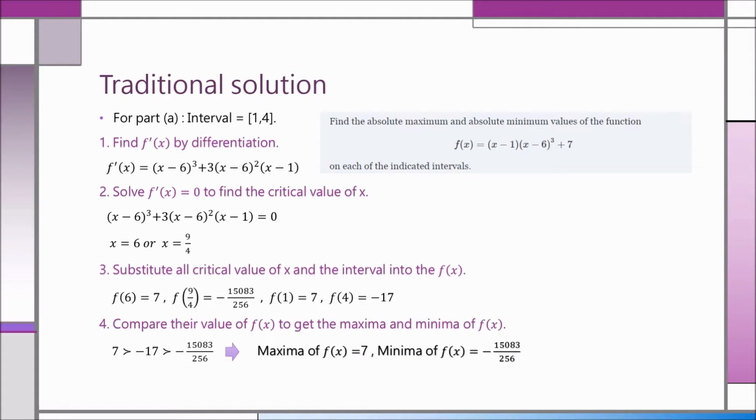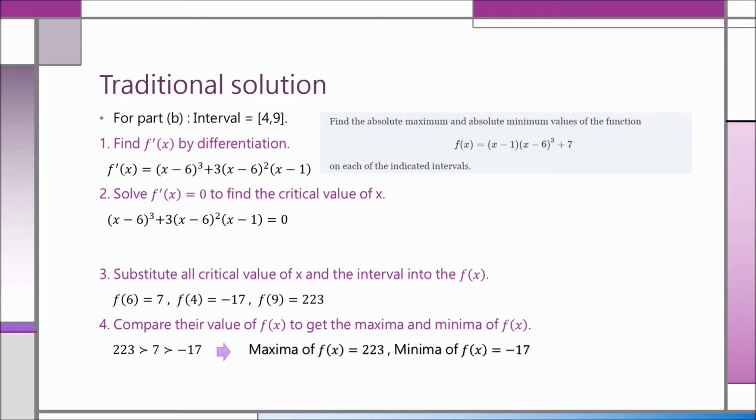First, we need to find the derivatives of the function, and then we let it equal 0 and find the critical values of x, and then we need to substitute all the critical values of x and the interval endpoints into the function, and finally we need to compare the values of the function in order to get the maxima and minima of the function. Part B is just the same, but the interval is changed, therefore we need to reject one answer, and the maxima and the minima of the function are also changed.